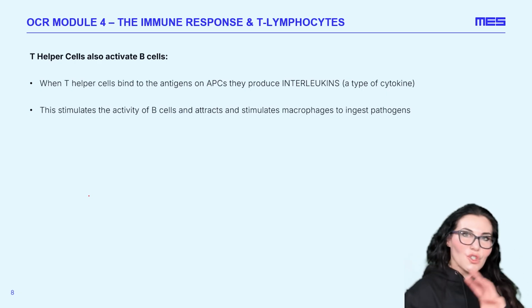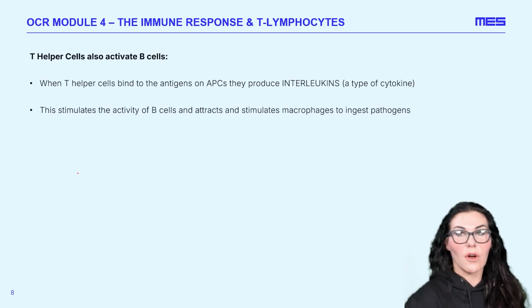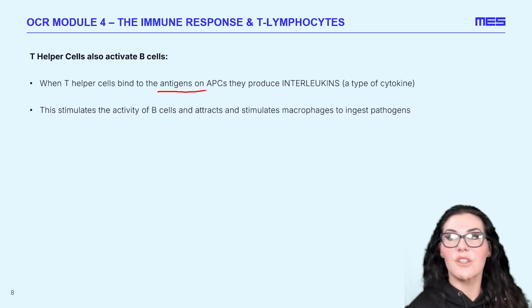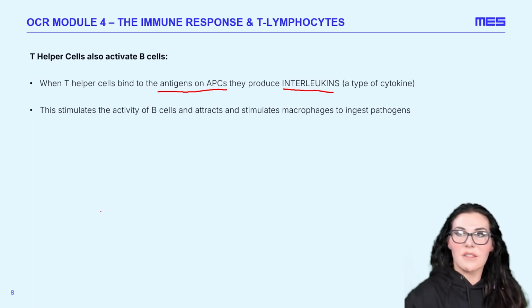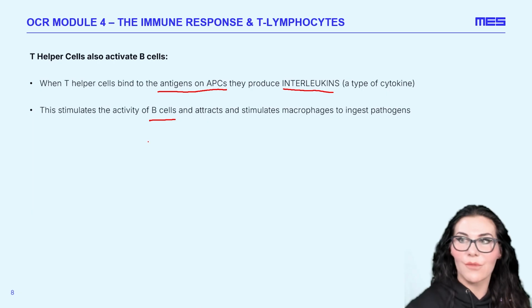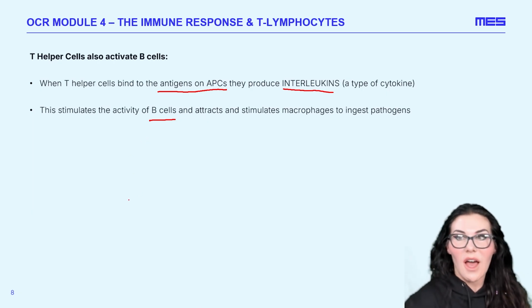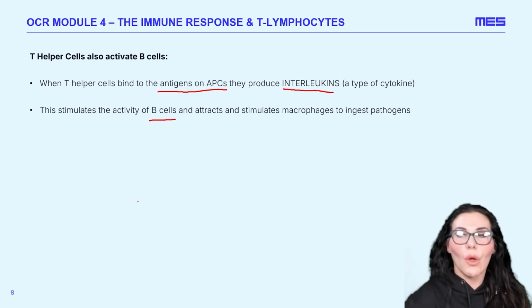T helper cells, let's just go back to them a minute. Remember the T helper cells, which are first to get involved in the specific immune response. When they bind to the antigens on the antigen presenting cells, they produce these interleukins, which are these cytokines which communicate to B cells, the B lymphocytes, and attract them towards the area, and also stimulate them into their own kind of clonal expansion. Again, that's our next section of the video.